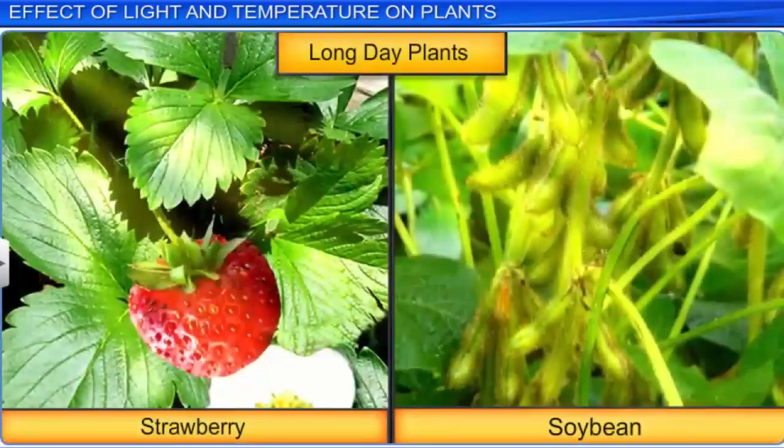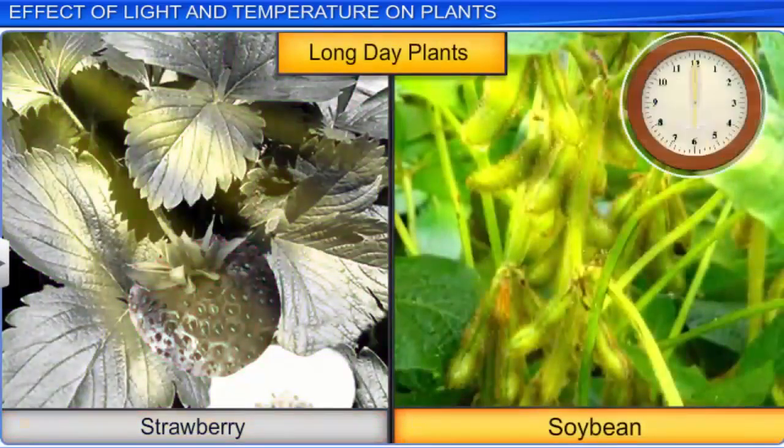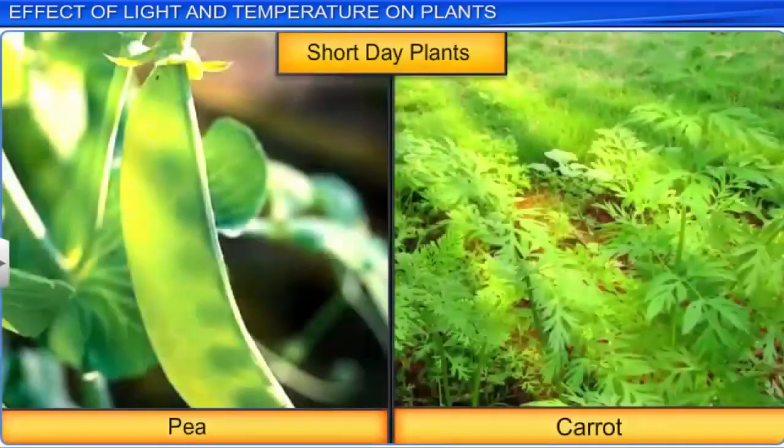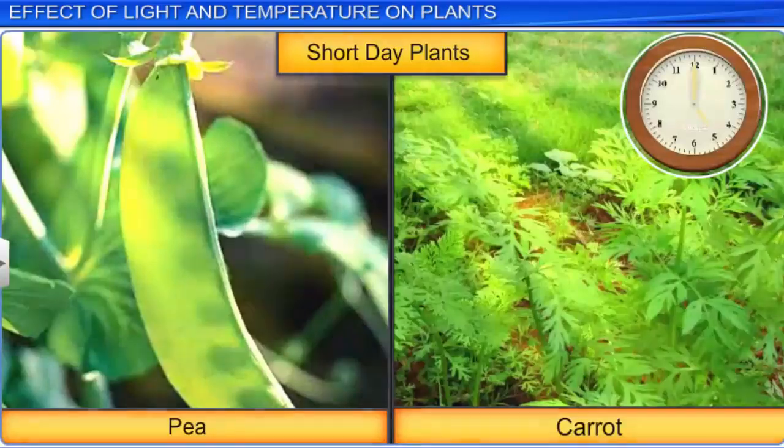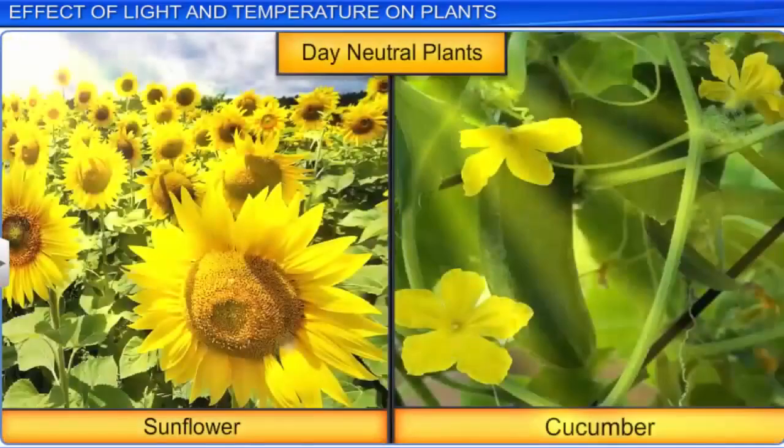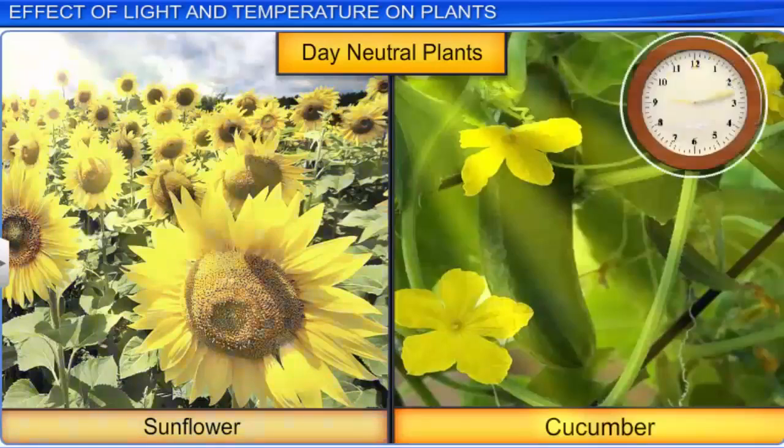Long-day plants like strawberry and soybean need to be exposed to more than 12 hours of light to induce flowering. Short-day plants like pea and carrot need less than 12 hours of light exposure to induce flowering. While day-neutral plants such as sunflower and cucumber can produce flowering with more as well as less light exposure.